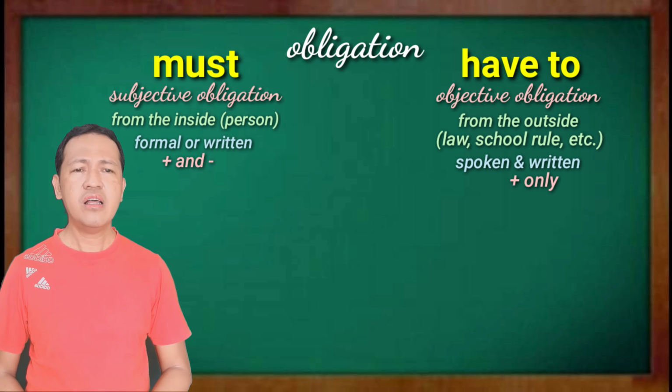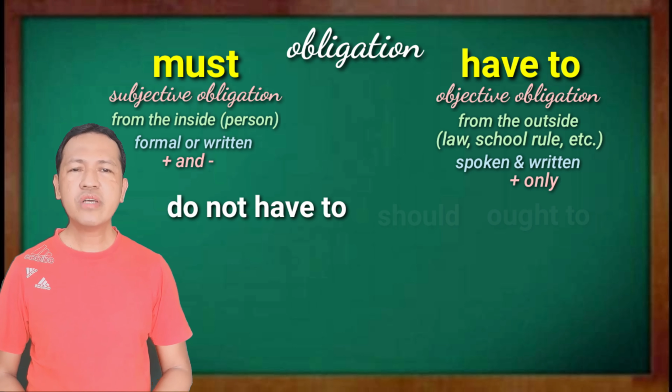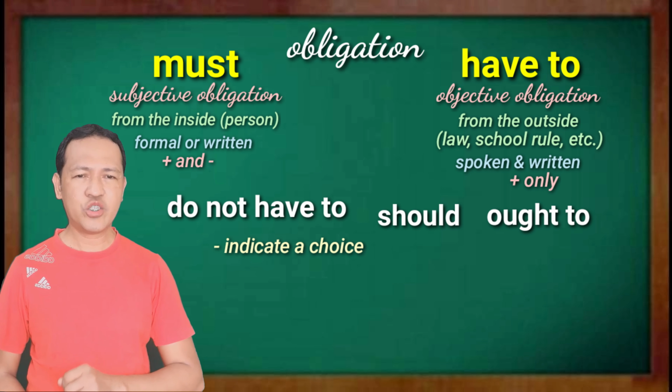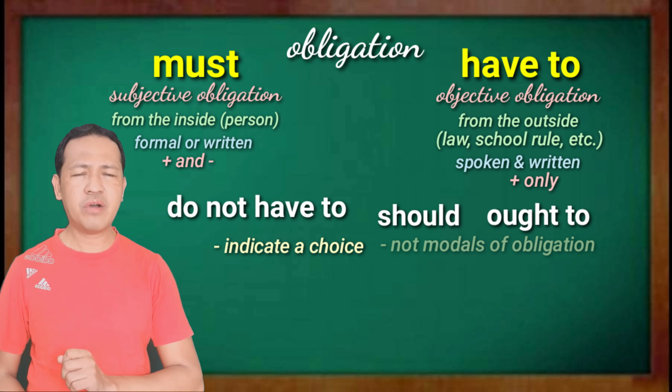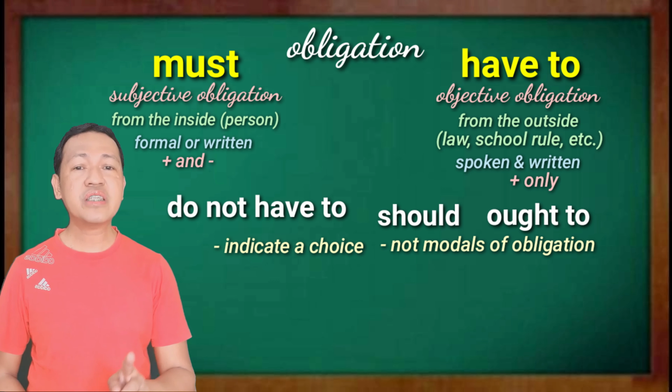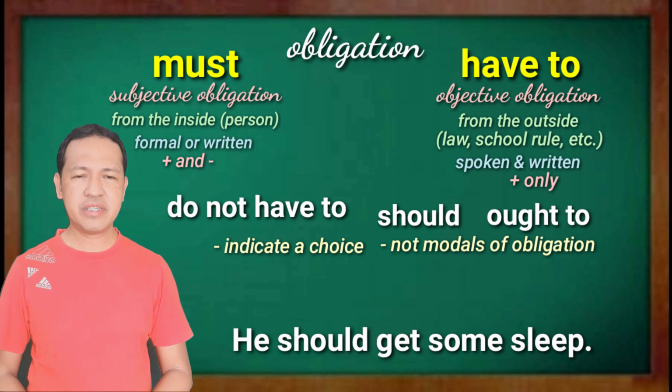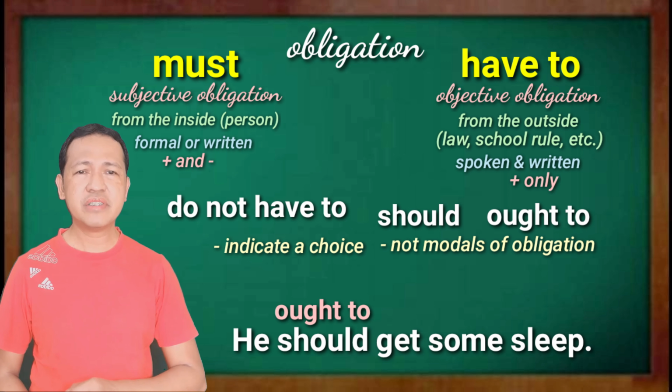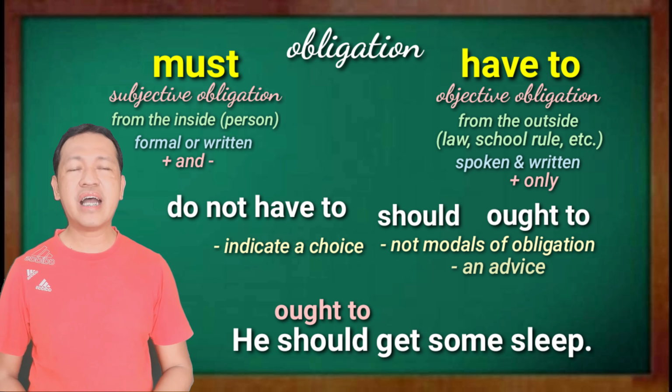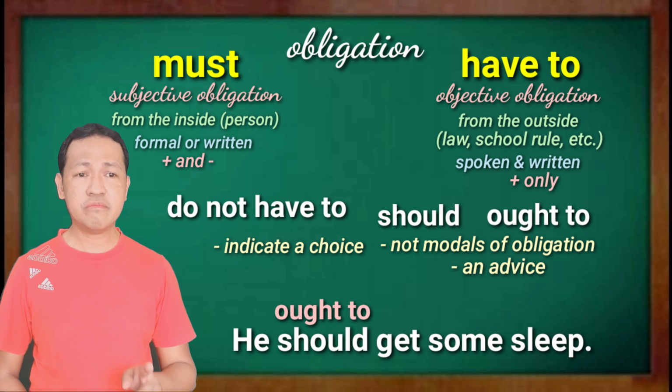Similar to negative modal, do not have to, the modals should and ought to also indicate a choice. So should and ought to are not modals of obligation because you still have a choice. He should get some sleep. I can also say he ought to get some sleep. Ought to has the same meaning as should and is used in the same way, but ought to is less common and somewhat more formal. The negative form ought not is often used without to. Here the use of should and ought to is an advice. I think it's best that he gets some sleep, but it's not an obligation, so he still has a choice.